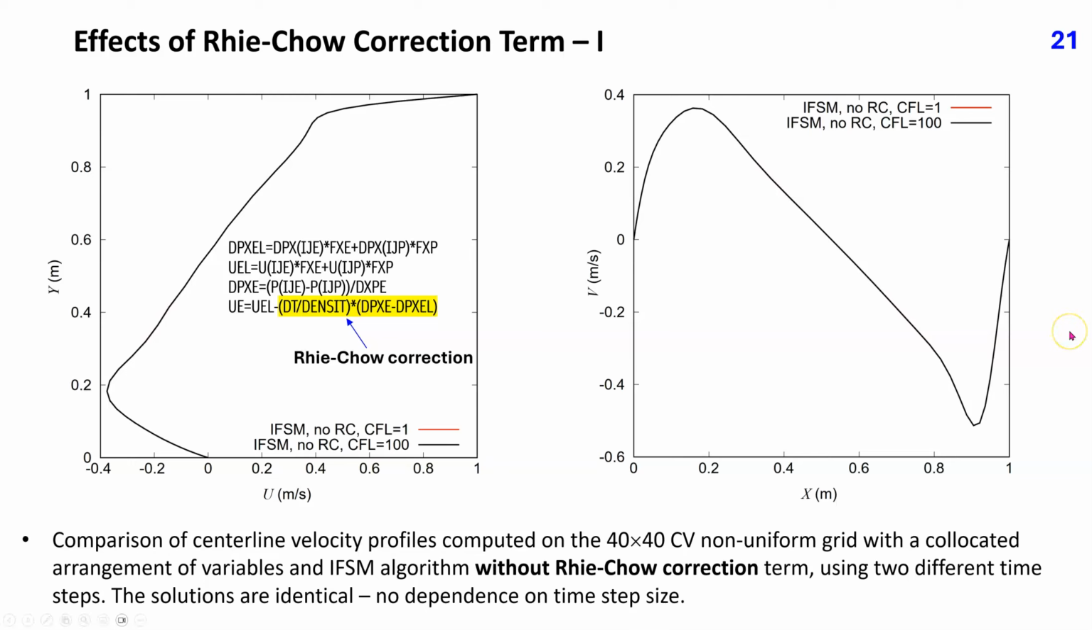These plots show the comparison of centerline velocity profiles computed on the 40 by 40 cells non-uniform grid with a collocated arrangement of variables and IFSM algorithm without Rhie-Chow correction term, using two time steps differing by a factor 100. The reference CFL number is defined with lid velocity and the average cell width as if the grid was uniform. The solutions are identical. There is no dependence on time step size.